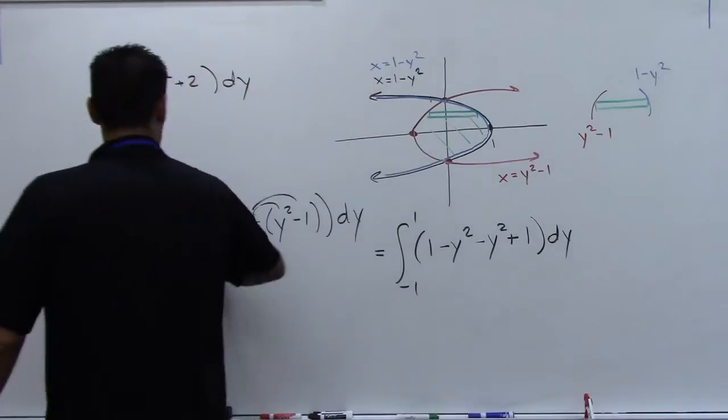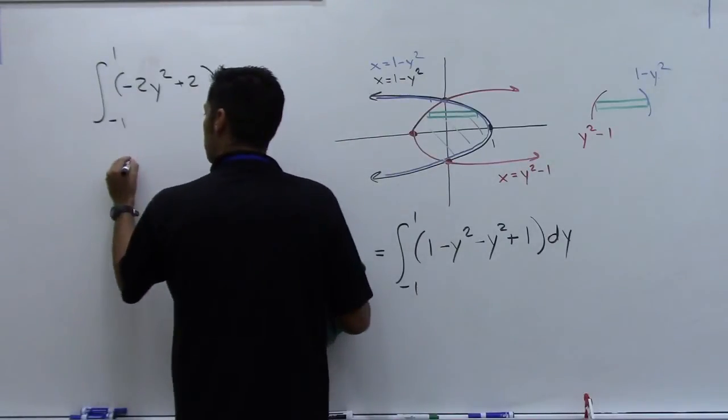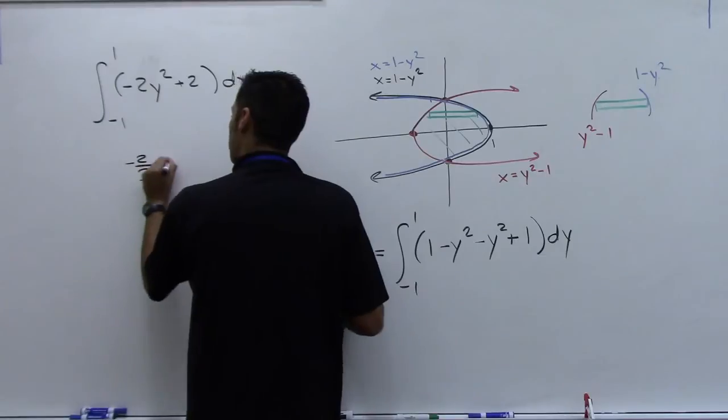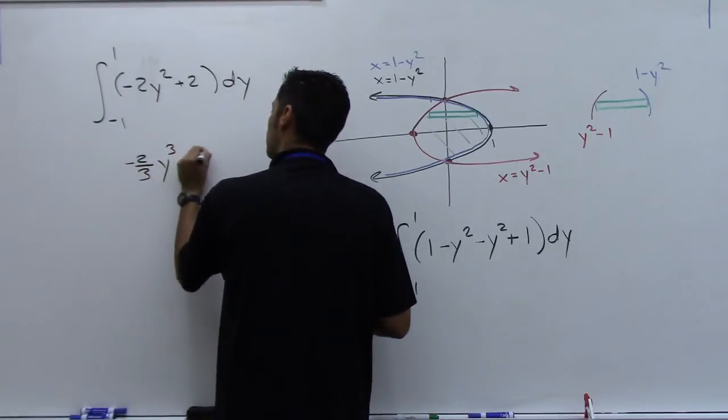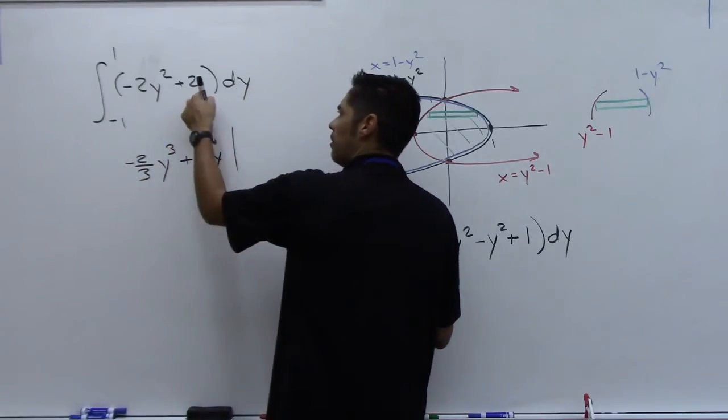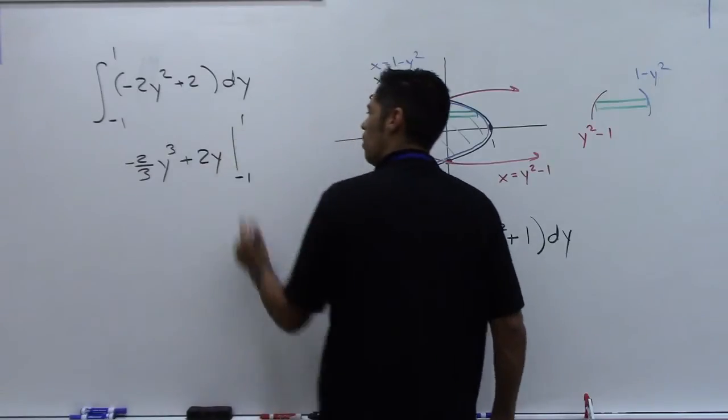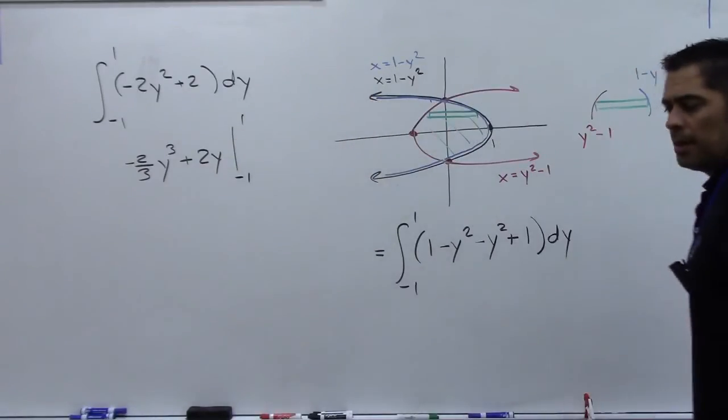So the antiderivative of this is going to be negative 2/3 y cubed plus 2y. Antiderivative of 2 is 2y. Negative 1, 1. Do your subtraction, and you're done.